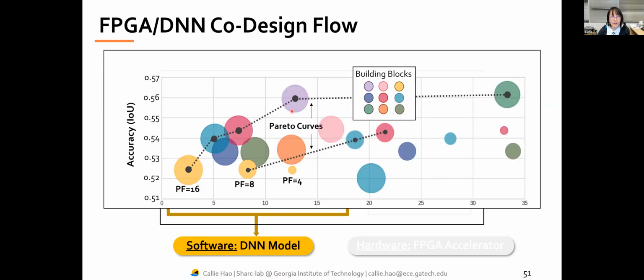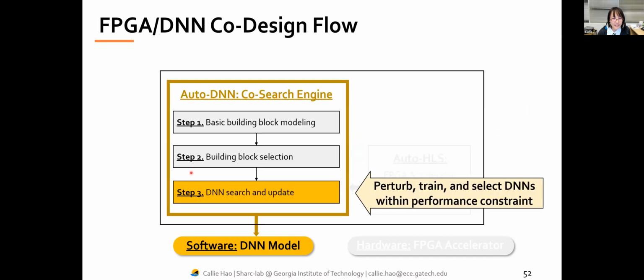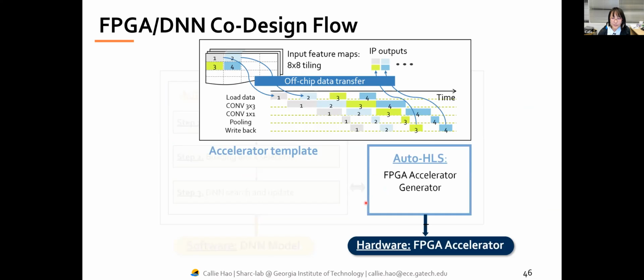And this is the Pareto curve that we draw. I will skip the detail, but of course, if we have multiple candidates, we only care about those that are on the Pareto curve. Now on the second step, we filter out some, and then in the third step, we can finally have a detailed evaluation. We can perturb, we can train, and we can select these DNNs within performance constraint. And because we have this auto HLS generator, we know this is an accelerator template, and during the search, we can just automatically generate this HLS code. So we don't need to write it on our own.